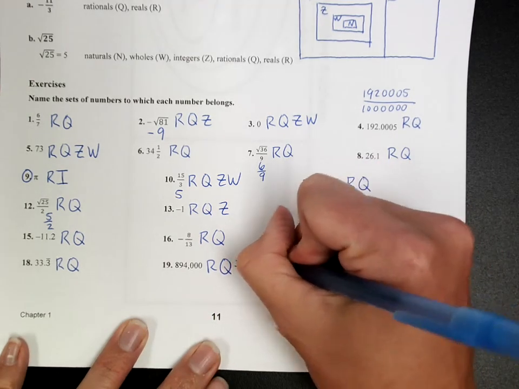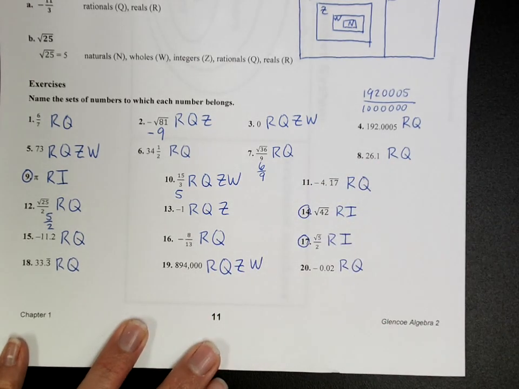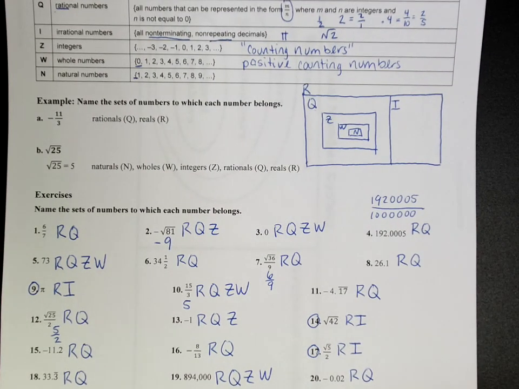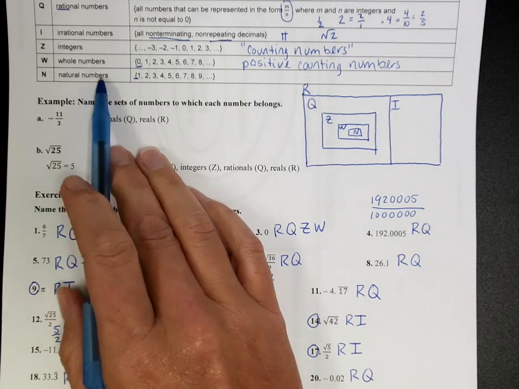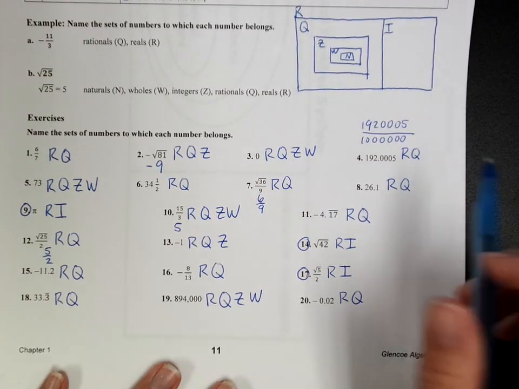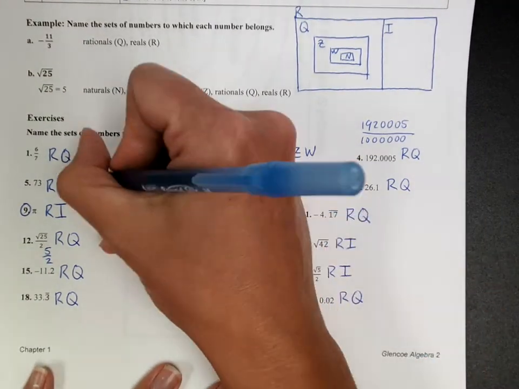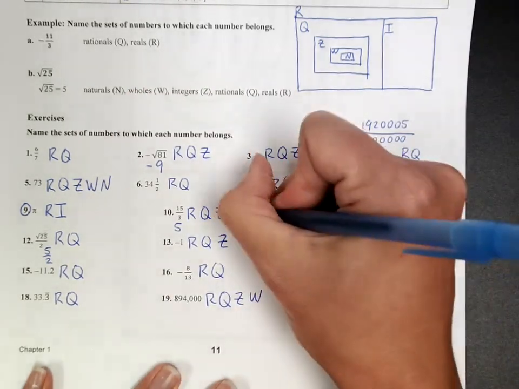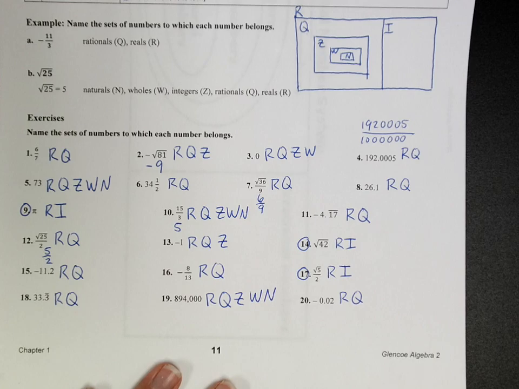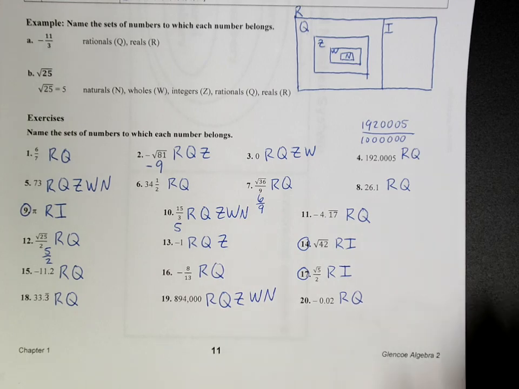Is 894,000 a whole number? Yes, it is. If it's a whole number, is it also a natural number? Well, what's the only difference between whole numbers and natural numbers is that number 0. So every one of these that I marked as a whole number, I can also mark as a natural number except for 0. So this one is not natural, but this one's going to be natural, this one's going to be natural, and this one's going to be natural. So that's how we classify numbers.